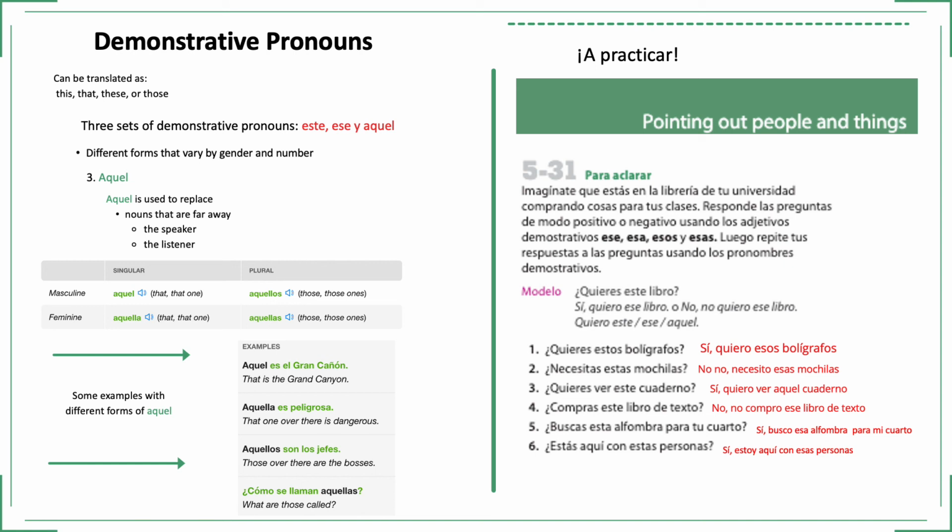Y por último, número 6. ¿Estás aquí con estas personas? Sí, estoy aquí con esas personas.